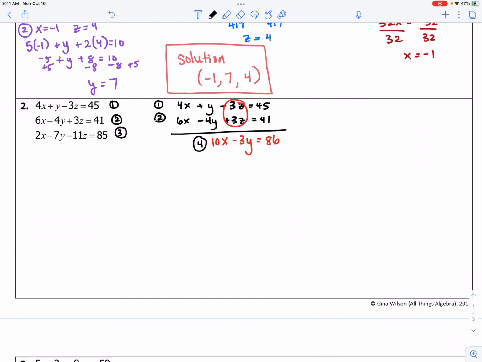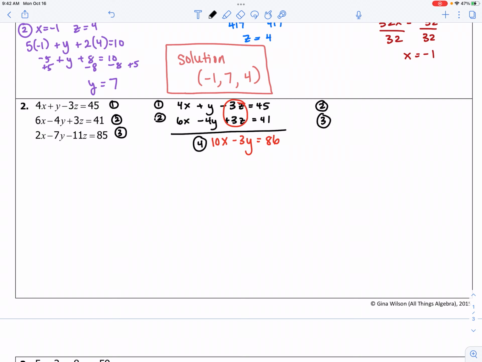Now, since I used equations 1 and 2, I cannot use 1 and 2 again. But I want a positive and a negative, so I'm going to use 2 and 3, just because one's positive and one's negative. I don't need to worry about multiplying by a negative to get one positive and one negative. Again, it doesn't matter. You could use 1 and 3 if you wanted to as well, but I'm going to use 2 and 3.